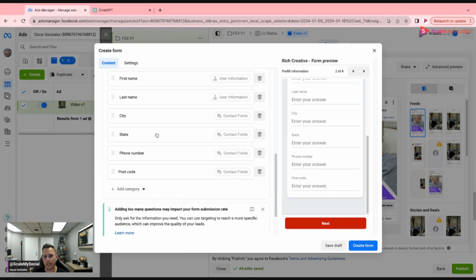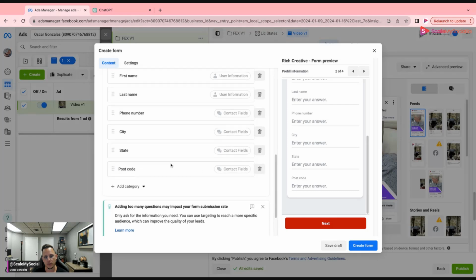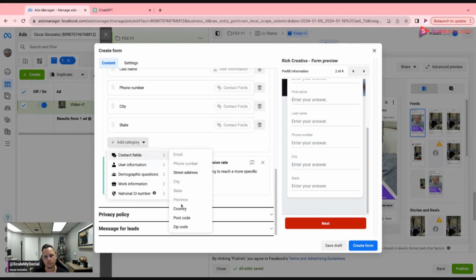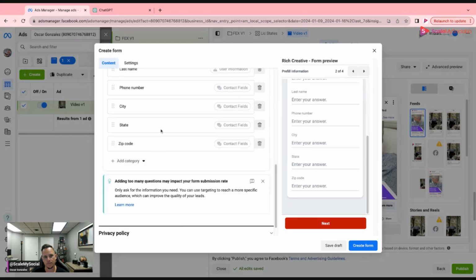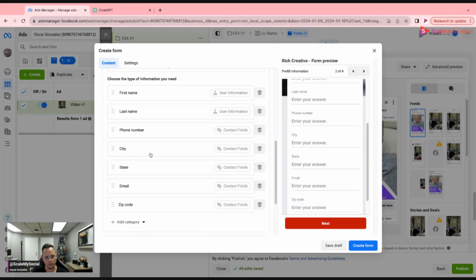If you're running a local campaign and you're actually knocking on doors, then obviously you need to ask the street address so you can go knock on doors. If you're not, these are the basic questions that I would kind of stick to. And I like to kind of move these around a little bit, right? So I'm going to go first name, last name, phone number, city, state, postcode. Sorry, this should have been zip code. And let's move email down here. Okay, these are your questions.